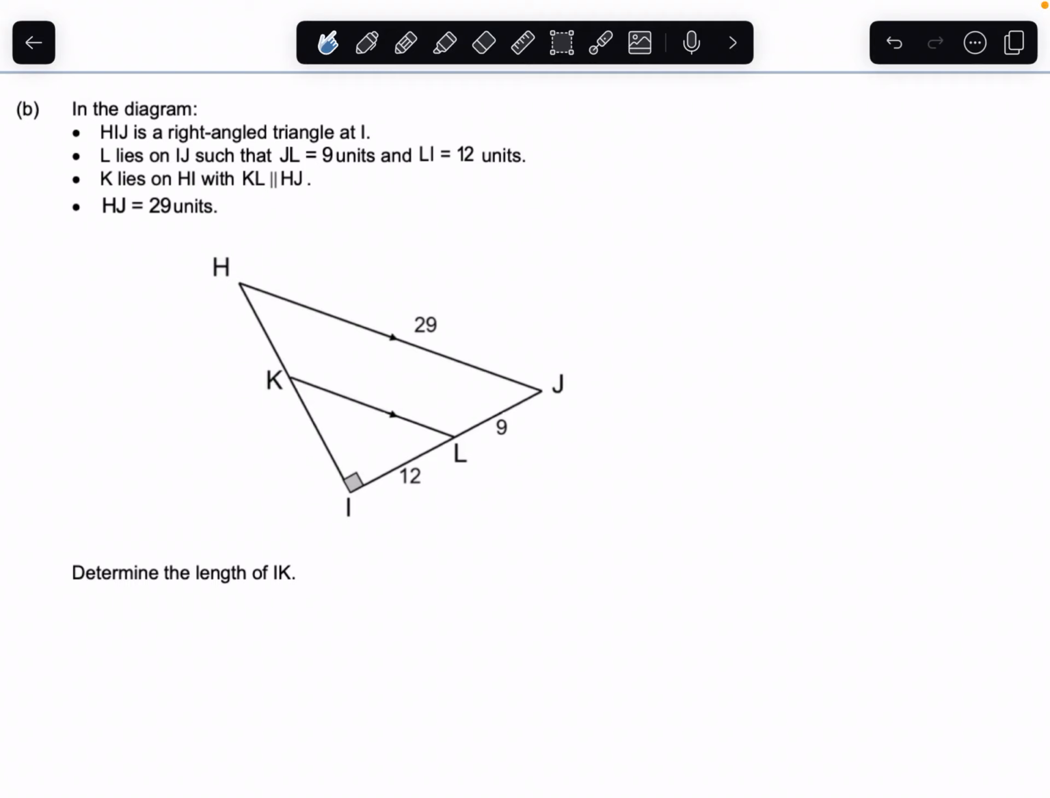Welcome to a nostalgic math chat. We are looking at IEB November 2023, question 5b.